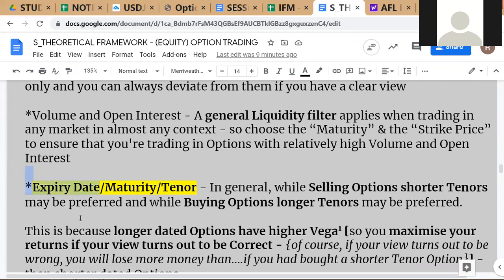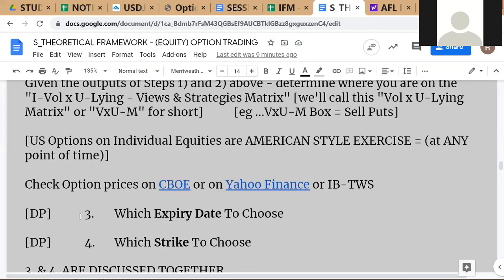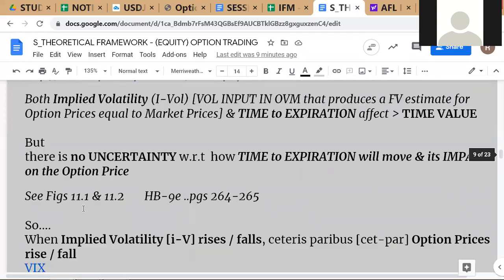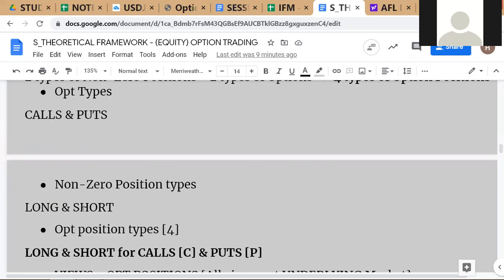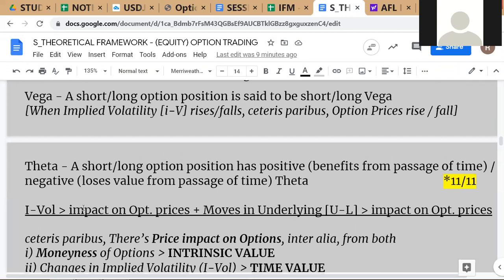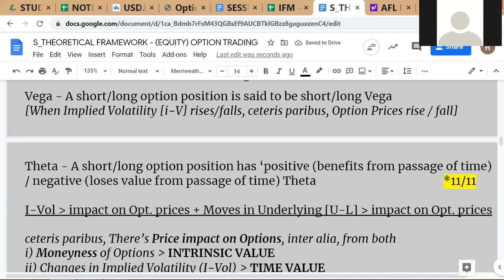Okay. So, let's go back to your theta here, where I've mentioned theta. Well, I will check this. Yeah. So, Shaurya, if you look at this, it has positive negative theta. This is language that is used in the industry, but this is not mathematically positive. This is actually in the sense of favorable. That's why I've clarified this here: benefits from the passage of time.